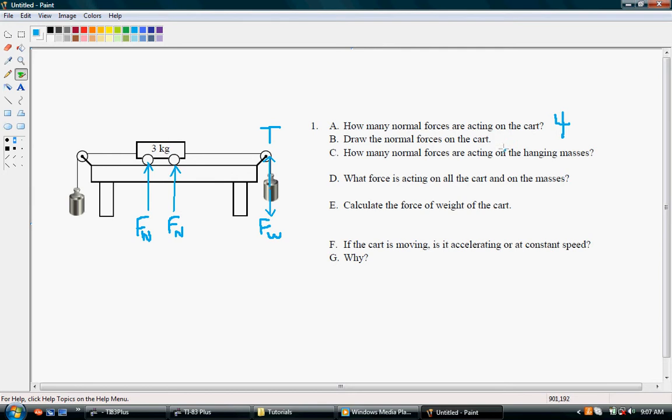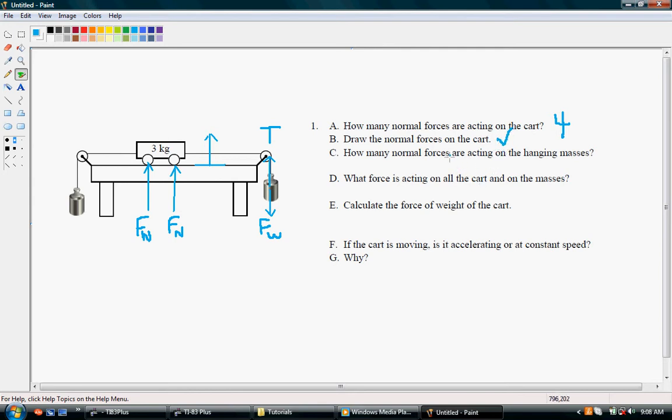Draw the normal forces on the cart. Well, we did that. The normal force is being applied upwards because the normal force is always perpendicular to a surface. So the cart is on the table and the force of weight is being applied downward to the table, so the normal force is going to be applied perpendicularly, so it's going to be applied up. Okay, so that's why our arrows are pointed up. So we drew our normal forces.